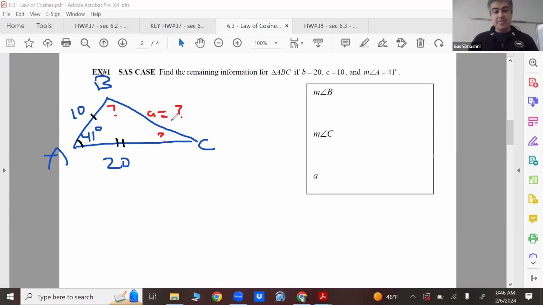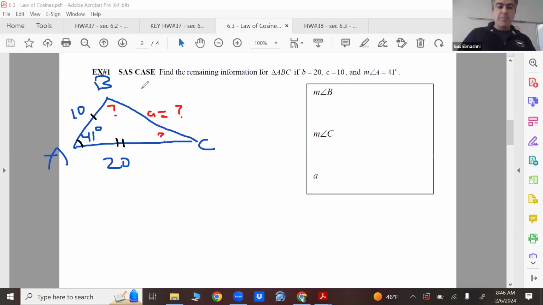I can't do law of sines, unfortunately. Do I know the side opposite 41 degrees? No. Do I know the angle opposite 10? No. Do I know the angle opposite 20? No. No known angle-side pairs. If you try to do law of sines right now, it's not going to work out. So you have to do the law of cosines.